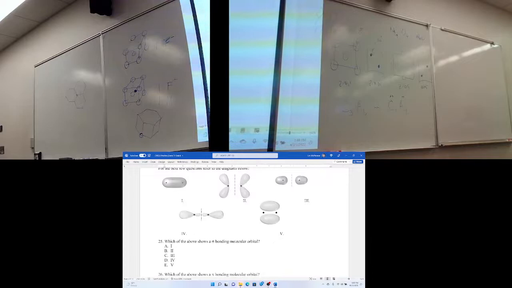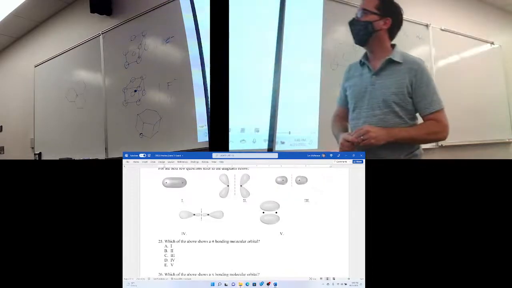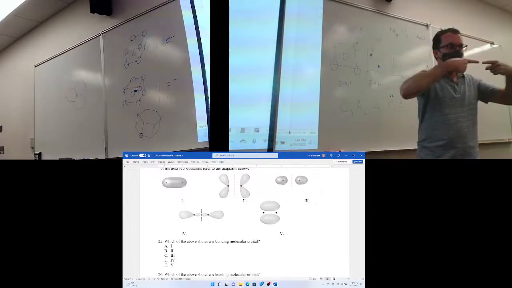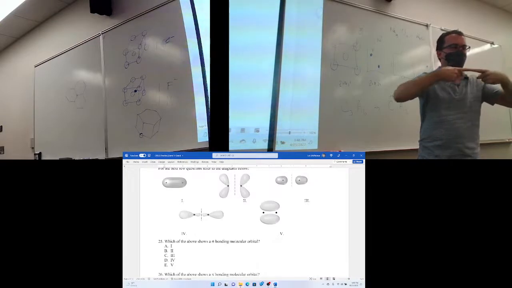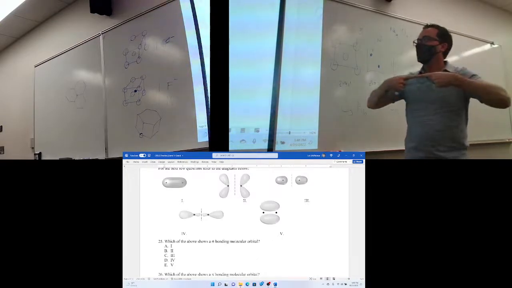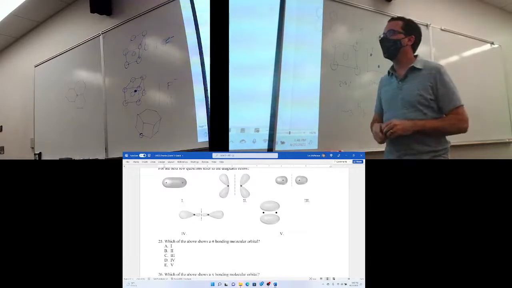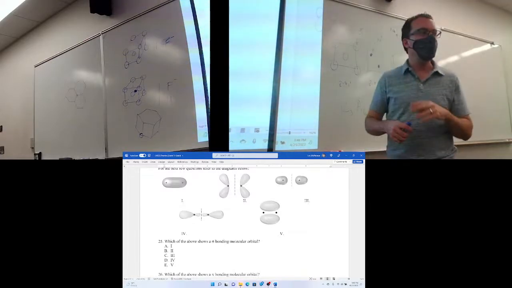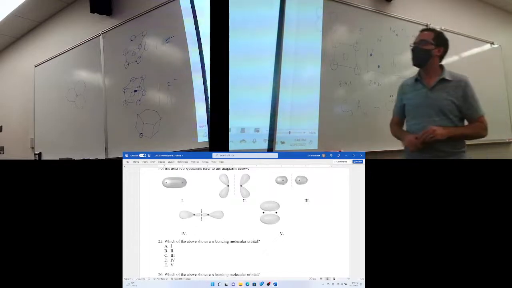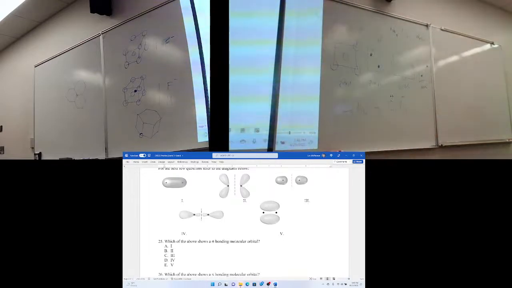The only other thing left on here, which we haven't talked about, is this one. And this is actually another example of sigma bonding. The p orbitals are oriented where only one of their lobes overlap each. But when they overlap, it's antibonding. They make a region of 0 electron density between them. That one's sigma antibonding. That's sigma antibonding as well.